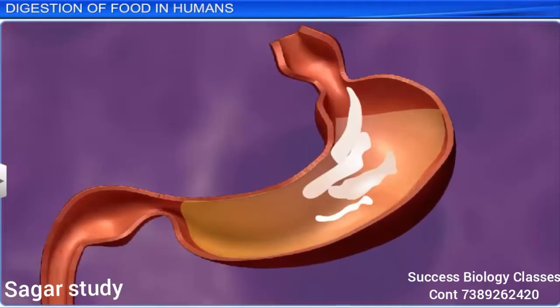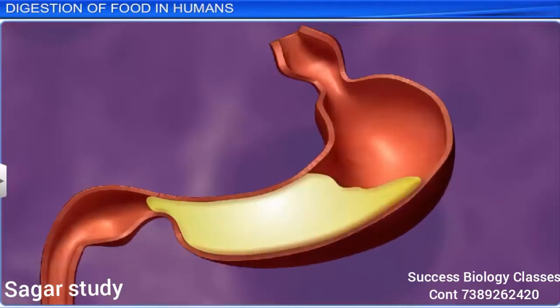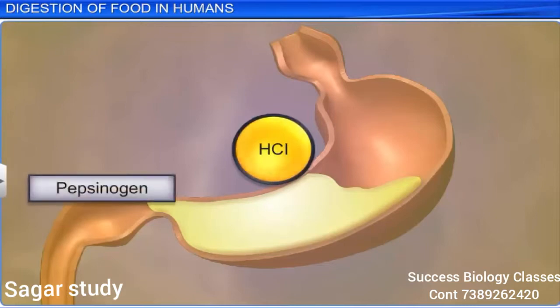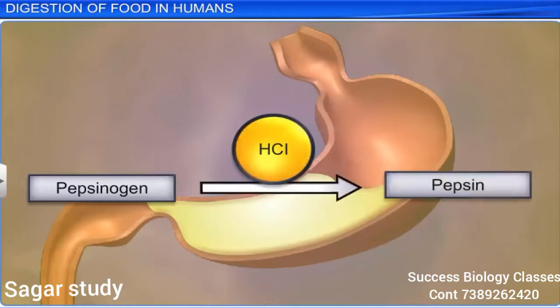The churning of the stomach walls mixes these gastric gland secretions with the bolus, forming a pulp-like substance called chyme. During the process of churning, a highly concentrated hydrochloric acid, secreted by the gastric glands, converts the proenzyme pepsinogen, present in the chyme, into an active proteolytic enzyme called pepsin.